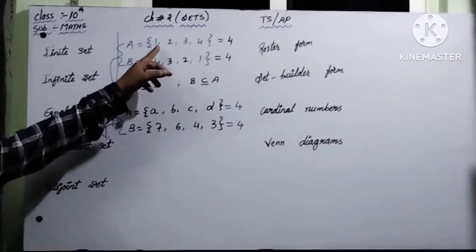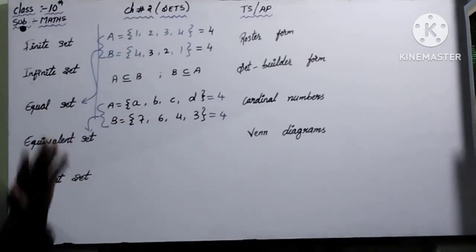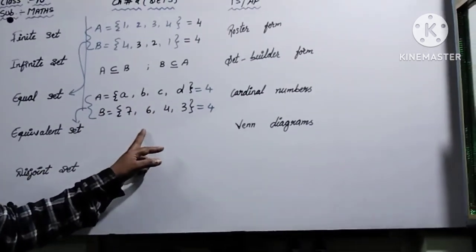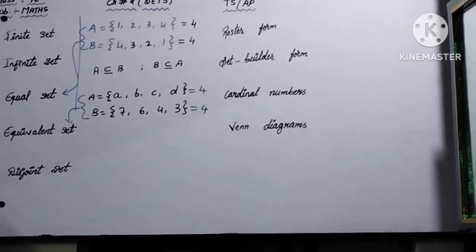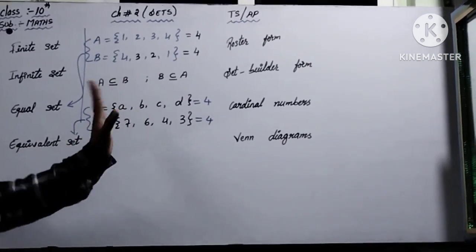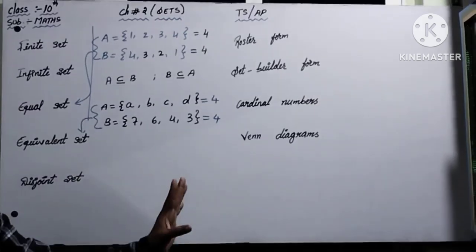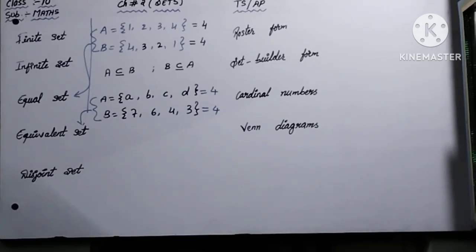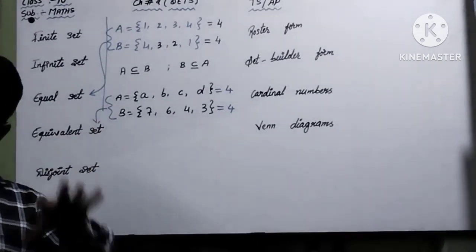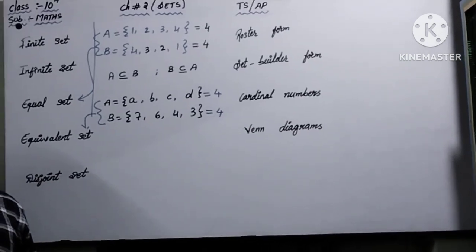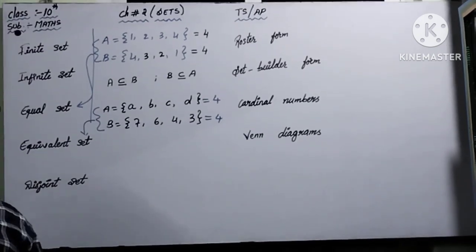But this is an equivalent set also, though not an equal set, because the elements in A are not in B. Suppose A has A, B, C, D and B has A, B, C, E. That is an equivalent set but not an equal set, because at last set A has D and B has E. Both are not the same, so that is not an equal set.